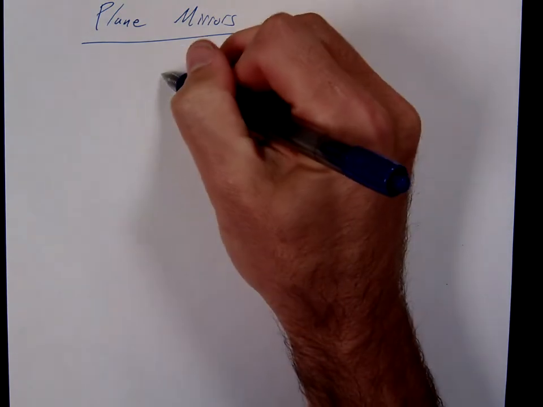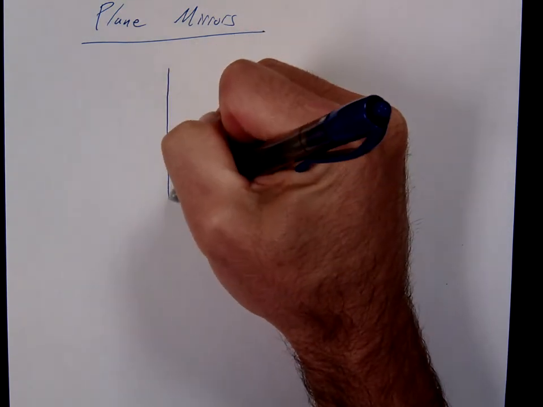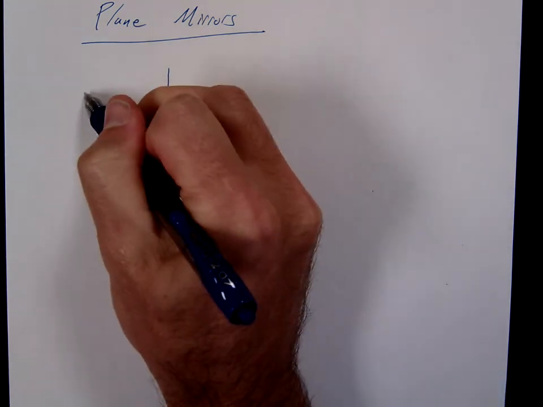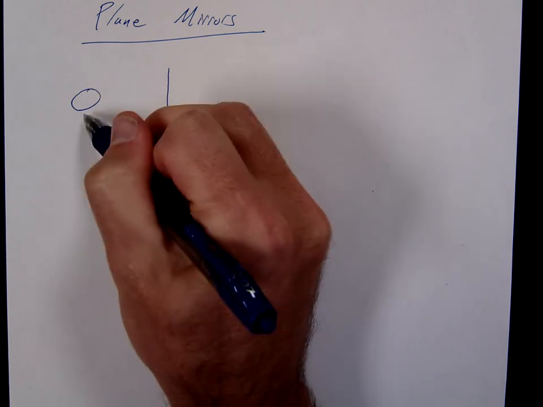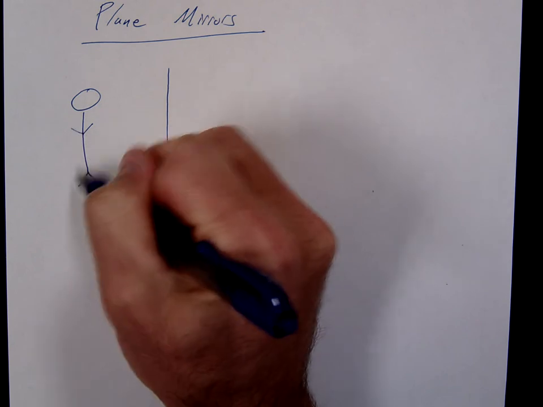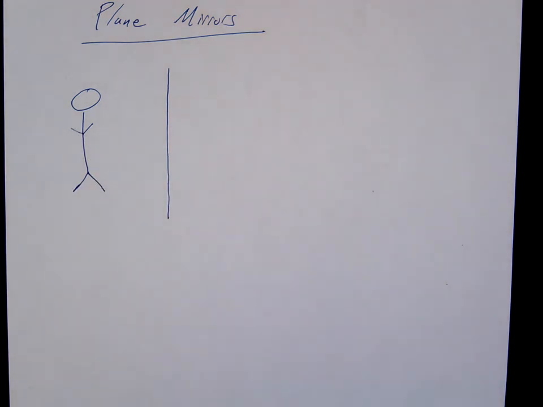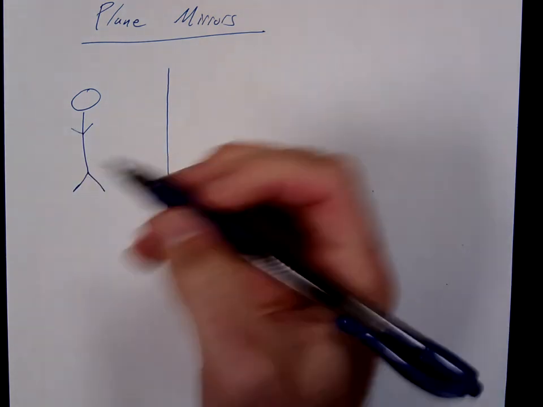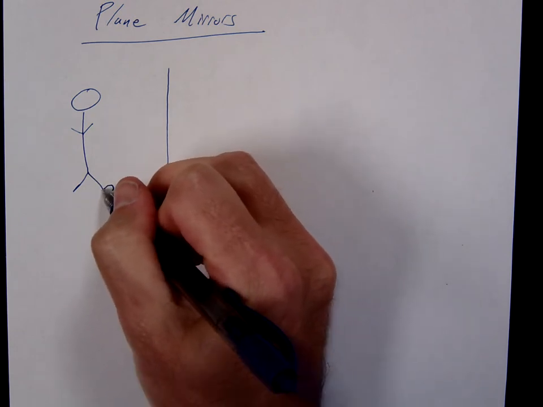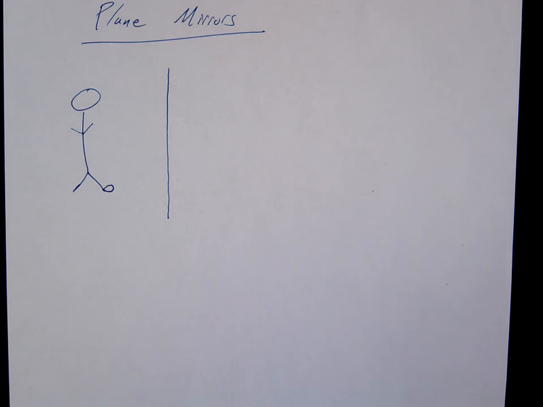So a plane mirror is simply a flat mirror. Alright, so let's say you are going to check yourself out in the mirror. Maybe you're going to look at some part of, let's say, your foot. You're going to look at your shoe in the mirror. So the question is, how are you able to see your shoe?